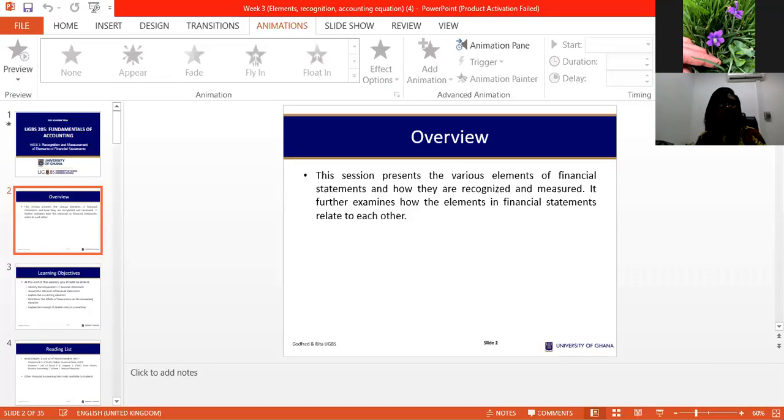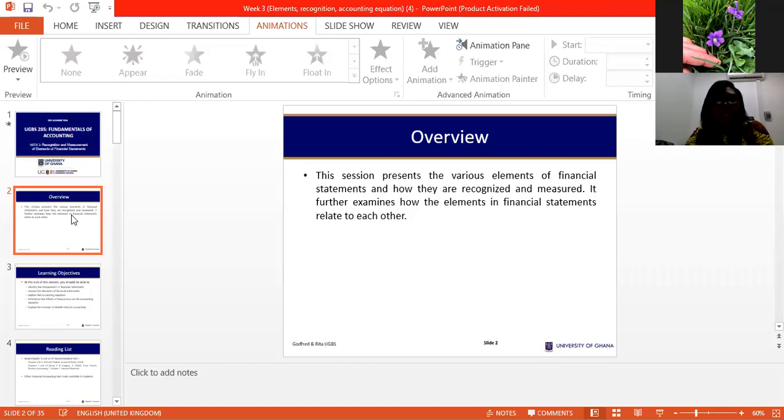Various elements of the financial statement, as well as how they are recognized and measured. Okay. Over the past 2 weeks, we have been looking at what accounting is all about, the profession, who the users of accounting information are, and what the reports are.